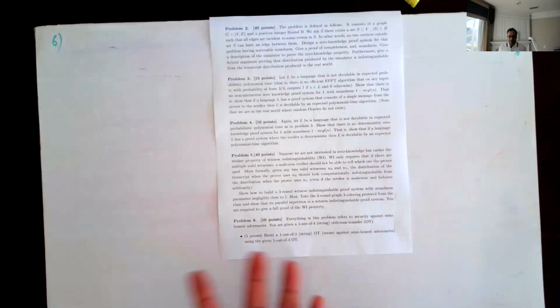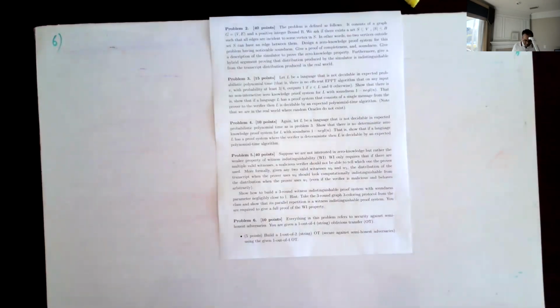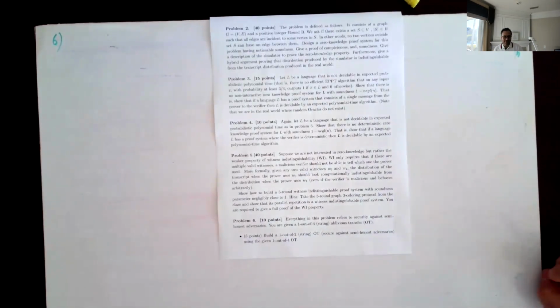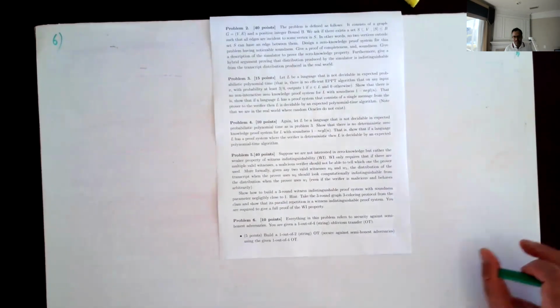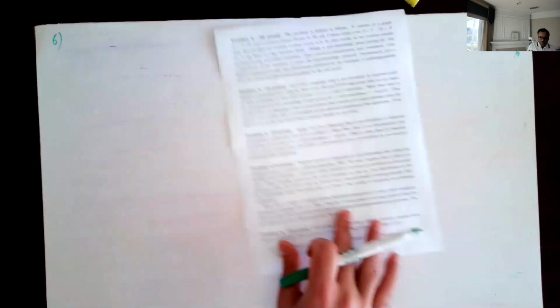So in part 1, you are given a 1 out of 4 string oblivious transfer, and you are supposed to build a 1 out of 2 string oblivious transfer. This was almost entirely trivial. The parties are semi-honest, right? So you are supposed to use 1 out of 4 string oblivious transfer in a black box way.